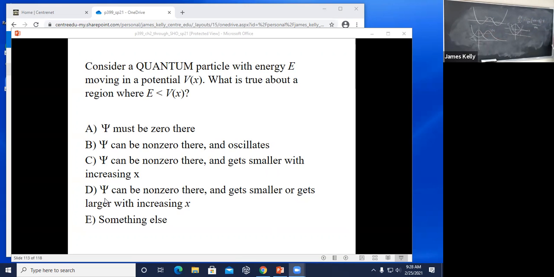How do I know the state that I talked about starting with is not an energy eigenstate? What has to be true of the probability density for an energy eigenstate as a function of x, or as a function of any variable, but here I'm thinking of it as a function of x?